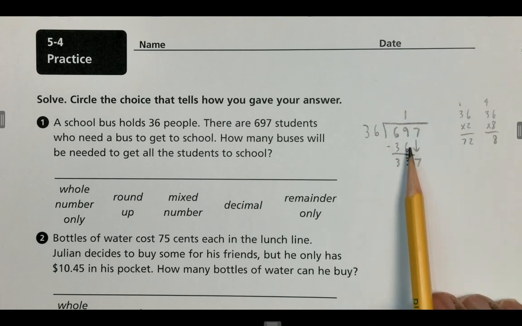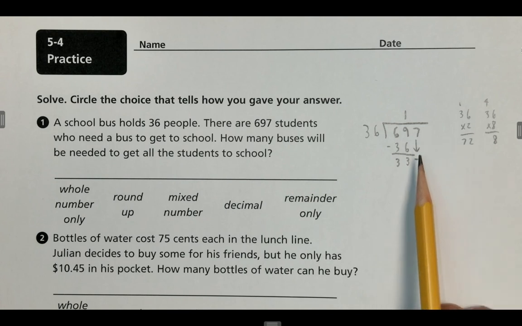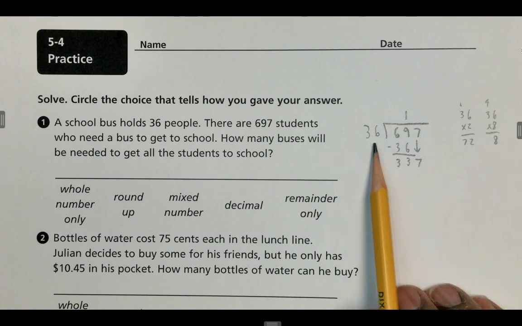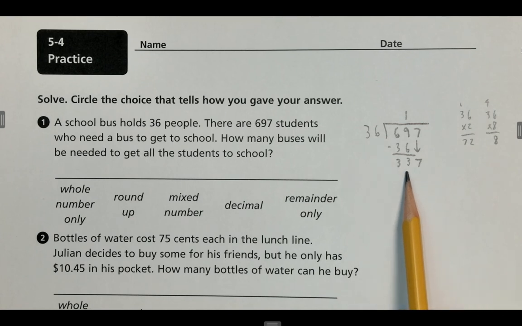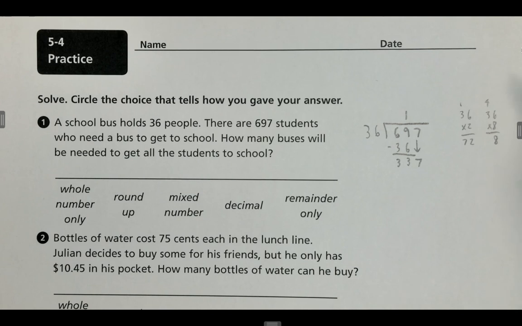36 multiplied by 1 is 36. We'll do our subtraction. 9 minus 6 is 3. 6 minus 3 is 3. Bring down the 7. And now the new number that's formed is 337. Go back to the find step. Thinking about this divisor as 40, about how many times does 40 go into 337? Well, 40 times 8 is 320, which is very close. And so let's test out 36 times 8.